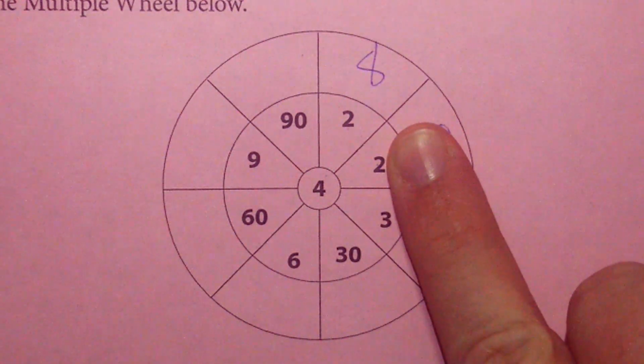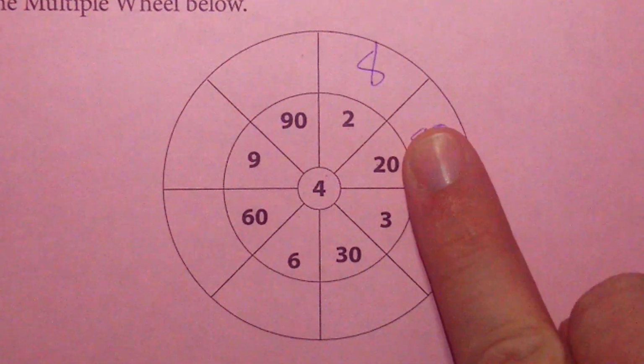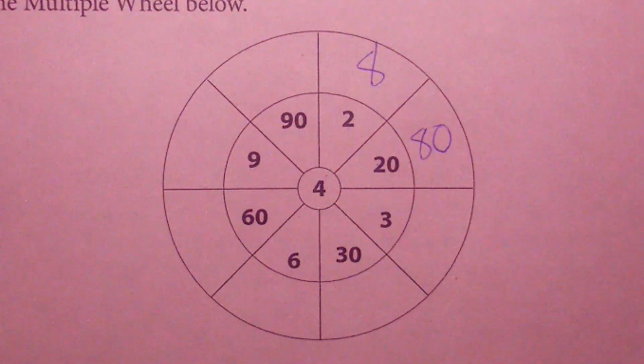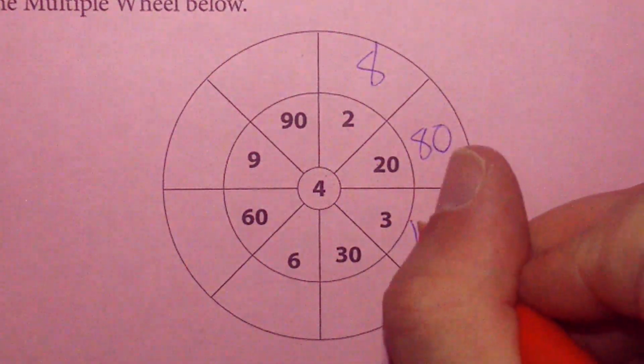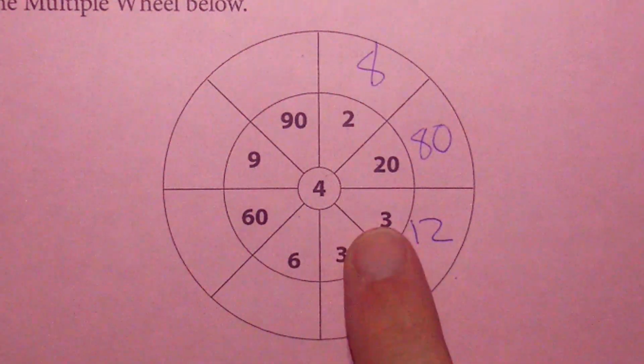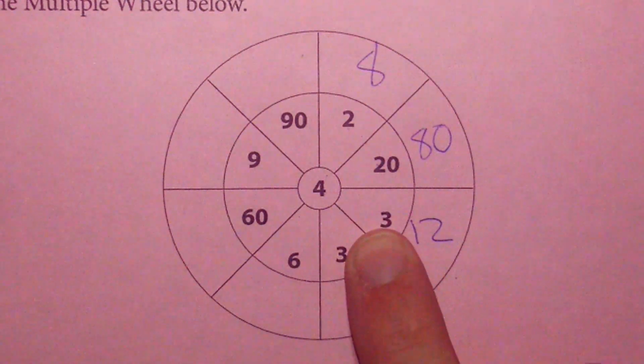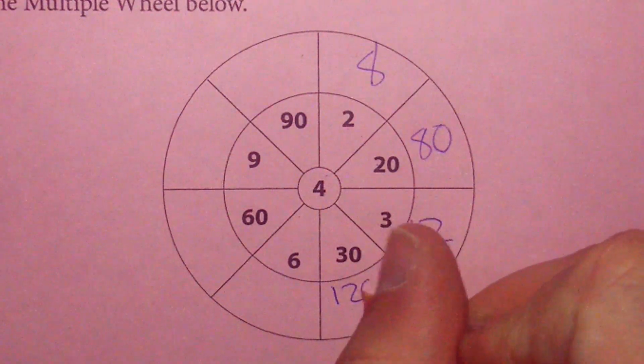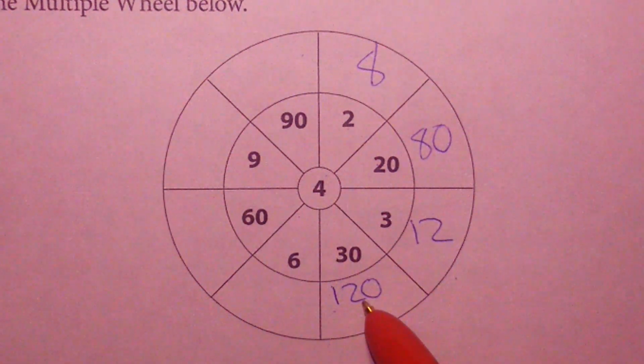4 times 2 is 8. But 4 times 20 is the 8 with a 0 added to the end. Okay? 4 times 3 is 12. 4 times 30, use the same idea. 4 times 3 is 12, but I have an extra 0. Place it on the end, 120.